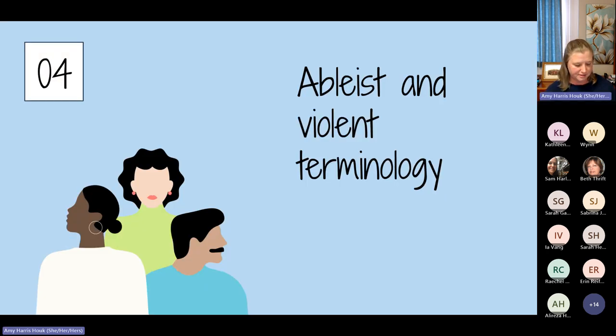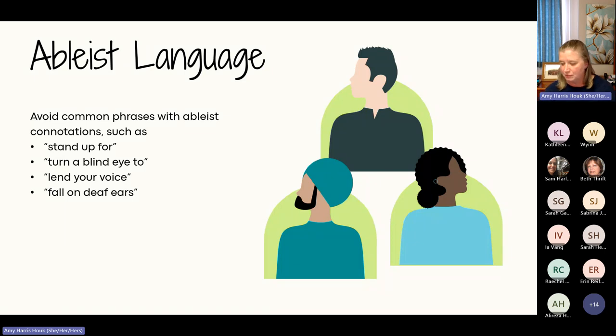Okay, so this one is different than talking about people anymore. But this is something that I have been thinking a lot about personally lately, and it's also mentioned in the new Guide to Inclusive Language, and I think it's one of those things to be aware of. In writing, avoid common phrases with ableist connotations. These are incredibly common phrases. For example, stand up for implies that not everybody can stand. They can still stand up for something, be present, lend support, whatever, even if they can't physically stand up.